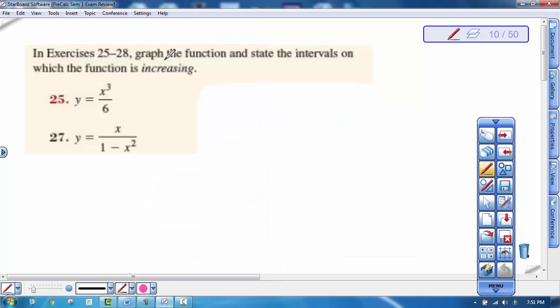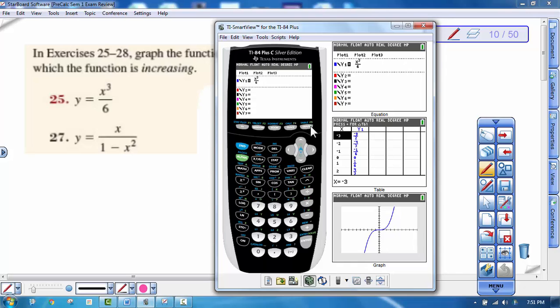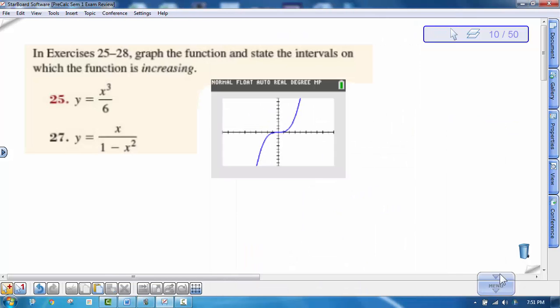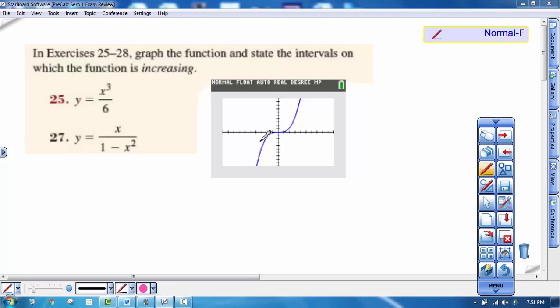Okay, the next problem says graph the function and state the intervals on which the function is increasing. So the first one, if we graph it, we get a cubic function here. Obviously, this function is increasing always. It's never decreasing here. Cubics can decrease if there's a middle part that goes like this, but in this case, there's not.